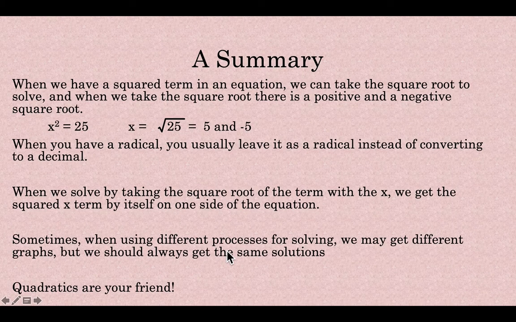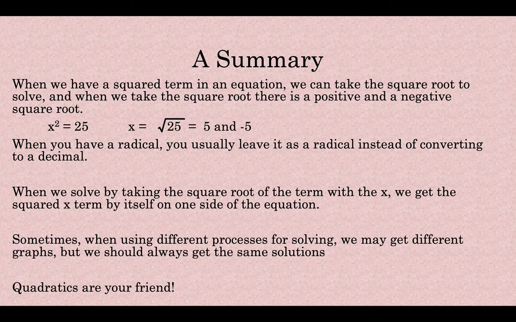So in summary, when we have a squared term in an equation, we can take the square root to solve. And when we take the square root, there's a positive and a negative square root, unless, of course, it's 0, then you get a single. Now, when you have a radical, you usually leave it as a radical instead of converting it to a decimal. If it's not a perfect square, then leave it as a radical and use the positive and the negative of that radical. And remember, the positive and negative are outside of the radical.